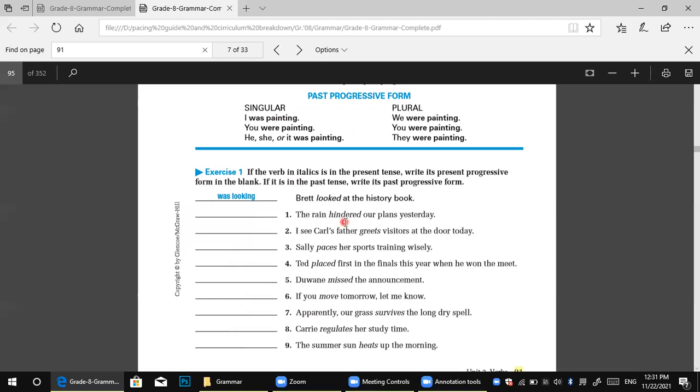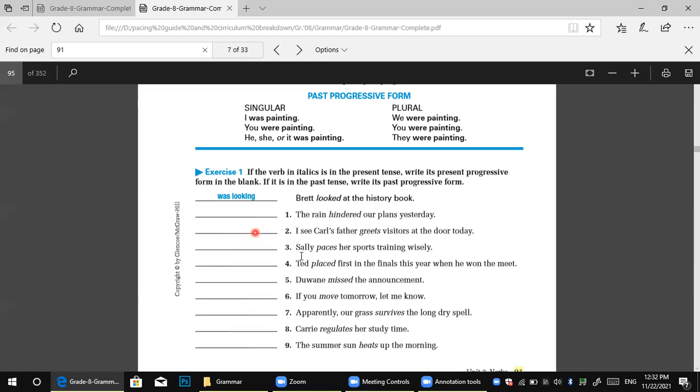Great. After that, number two: Carl's father greets visitors. Greets is present or past? Of course, present. So greets is present simple, so it's is greeting.